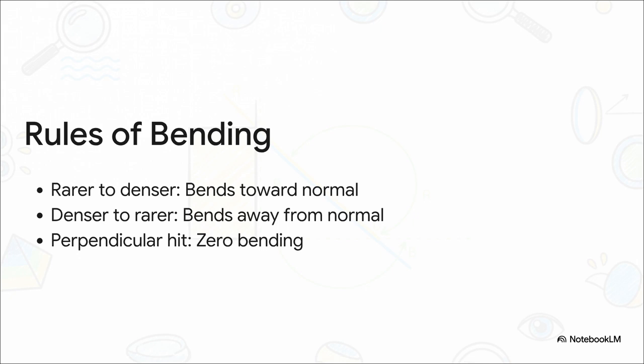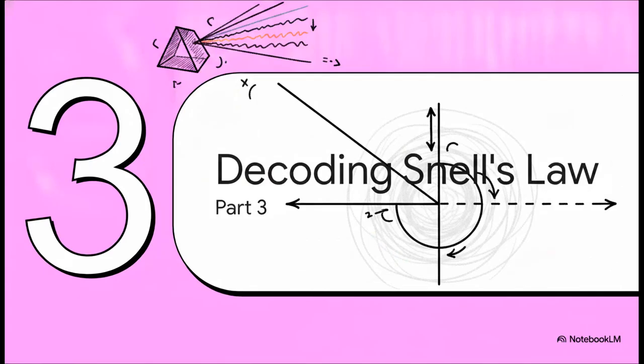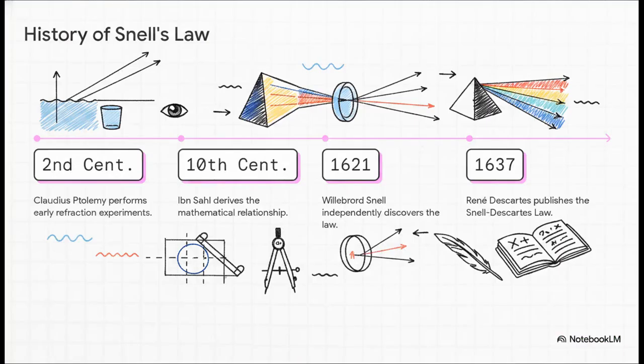The speed definitely changes, but there is absolutely zero bending. Which brings us to part 3, decoding Snell's law. We've got the concepts down, but physics is a precise science, right? We don't just want to know that light bends. We want to predict exactly, mathematically, how much it will bend.